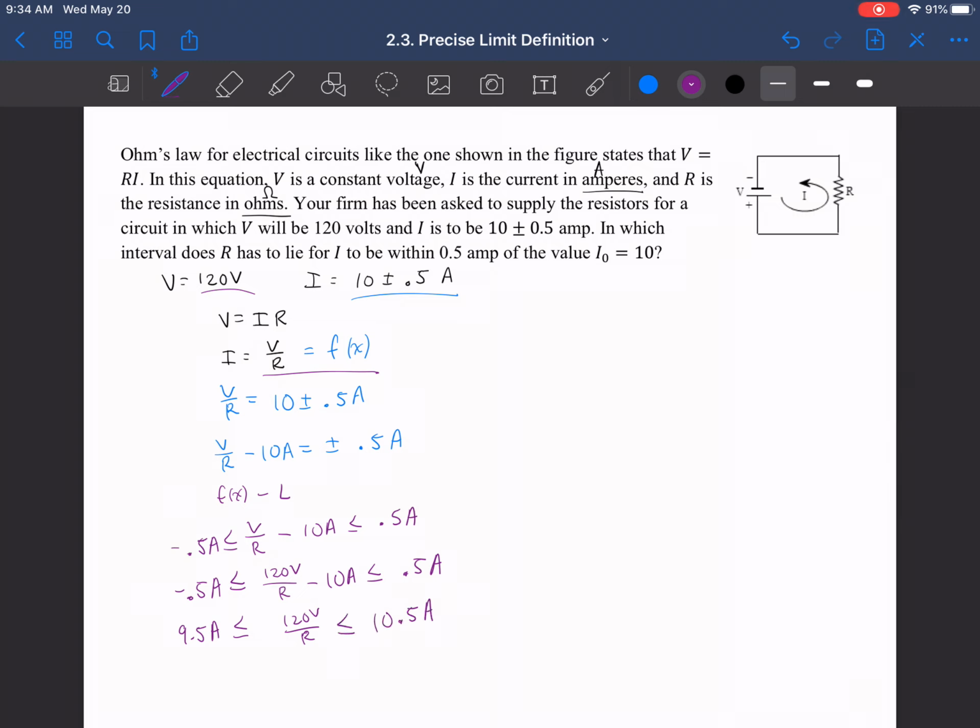Just like that. We can take the reciprocal of everything, which means we have to flip our greater than and less than signs. So this becomes 1 over 9.5 amps. And then swap our sign around. This is R over 120 volts. Flip our sign around. 1 over 10.5 amps.